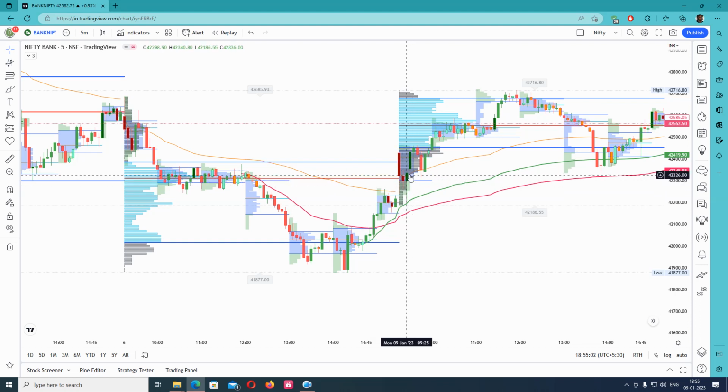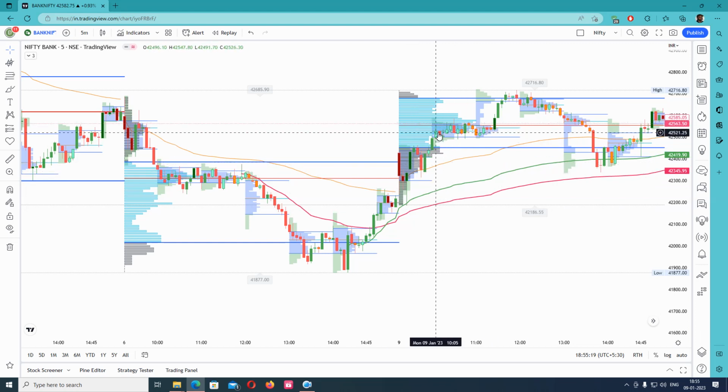So one can easily take the C from here with the SL of from here, that is day low with some ticks. So that means in my case my SL should be 42,170. So now one can easily trail.